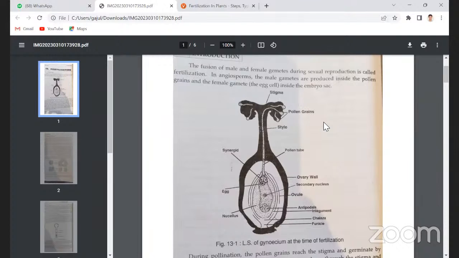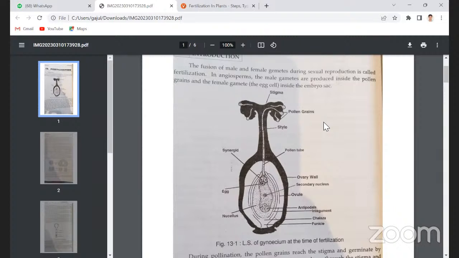Already we discussed during the pollination, the pollen grains reach the stigma and germinate by producing the pollen tube. So the germination of pollen grains: after reaching the stigma, the pollen grains begin to germinate. The stigma possesses a specialized surface for catching and holding the pollen. The main function of the stigma is to provide the pollen with water and nutrients necessary for germination.